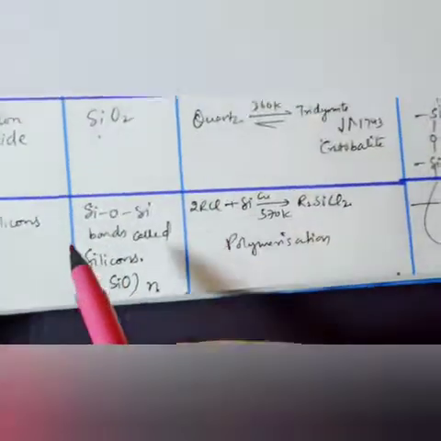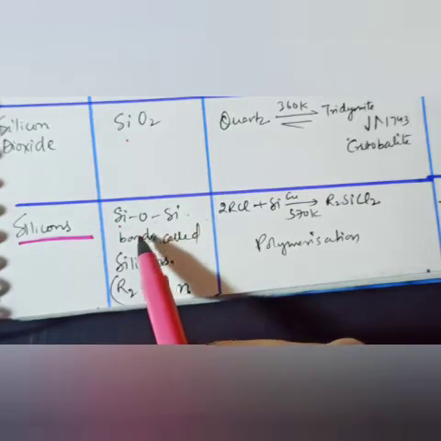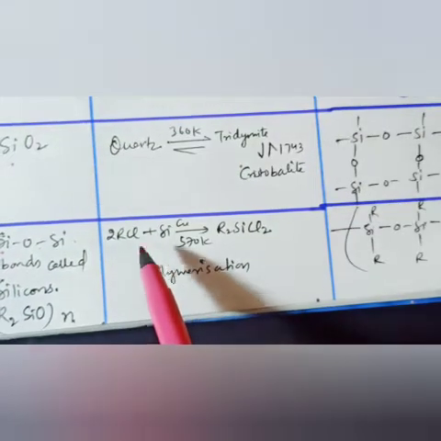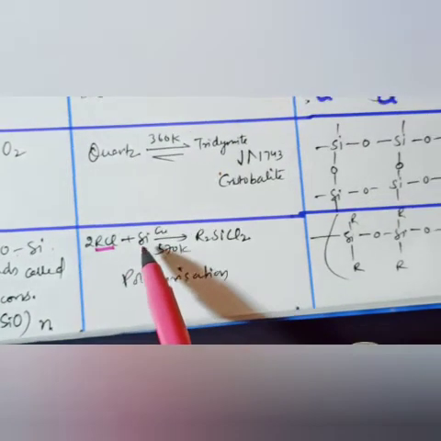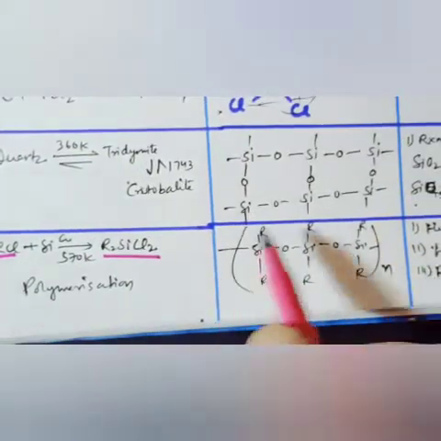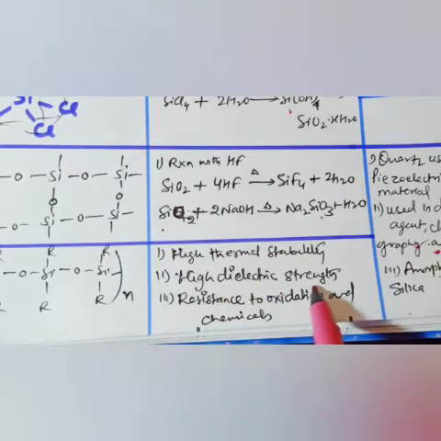The compounds containing silicon-oxygen-silicon bonds are called silicones. The formula is R2SiCl2, where R is a chloride, HCl or any other group, which will convert with silicon by polymerization. This is the polymerization structure. Basically, silicones have high thermal stability, high dielectric strength, and resistance to oxidation and chemicals.